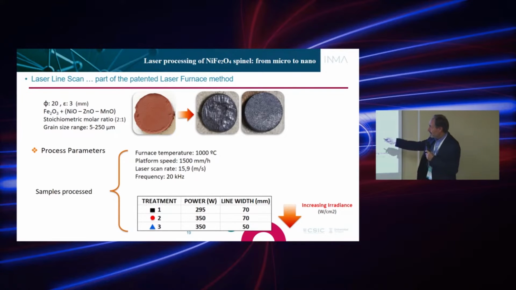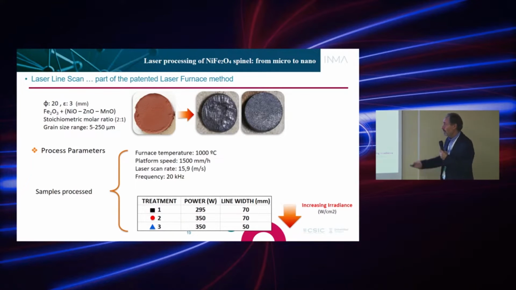You can more or less see there are elongated grains along one direction, and this is because this is a highly anisotropic method of treating the material. The grains grow perpendicular to the laser line, which is the melt line. This has been studied in our laboratory in other configurations. And this is done at a surface temperature of 1000 degrees and at 1500 millimeters per hour.